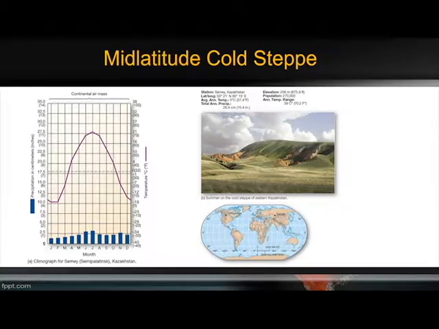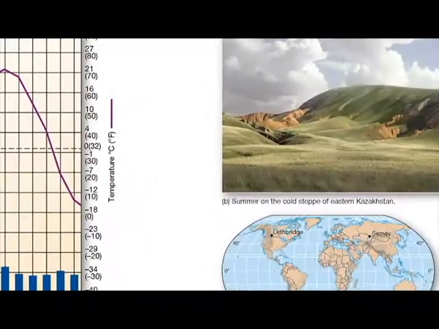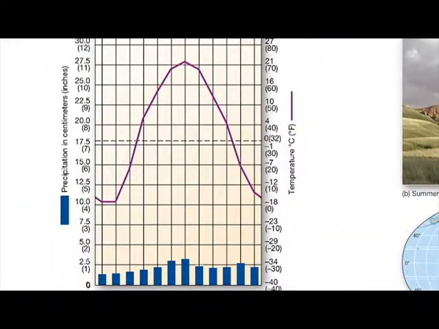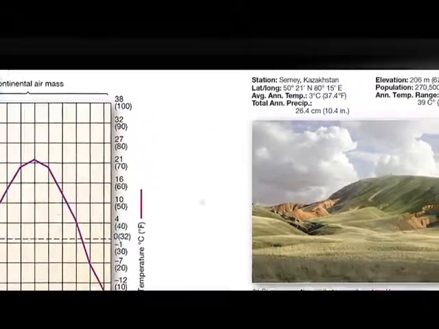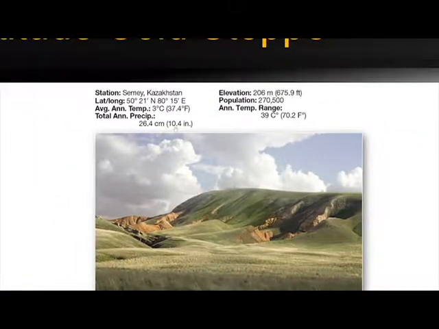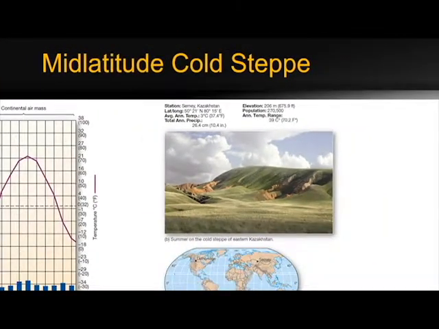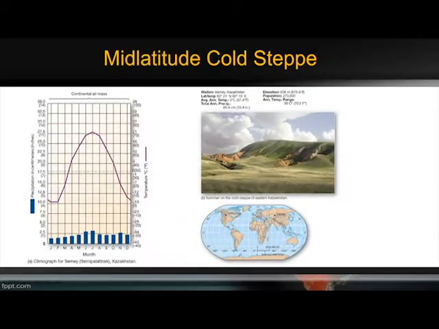Finally, you have the mid-latitude cold steppe. Look how the temperature changes year-round. Look at the minimum temperature, very cold in the winter, as you can see in those maps. Precipitation is uniformly distributed, but not much, only 10.4 inches, very little precipitation. But you see a beautiful area in Kazakhstan, with nice grass but no trees because the temperature is very low and does not allow trees to grow.